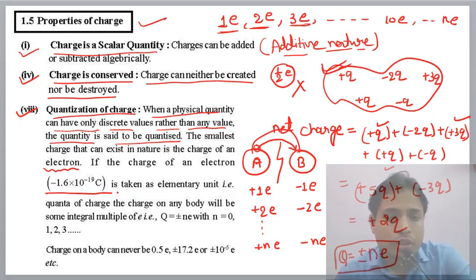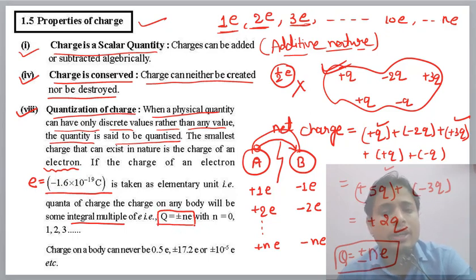Okay, so this smallest charge is taken as symbol e, and we can say the charge on any body is an integral multiple of the smallest charge contained by one electron. Any body can take the charge only in integral multiples of the smallest charge contained by an electron.